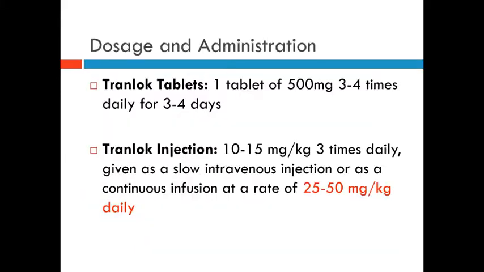Coming to dosage and administration, Tranlock tablet is prescribed as one tablet of 500 mg 3 to 4 times a day for 3 to 4 days during the menstrual period. Tranlock injection is given as 10 to 15 mg per kg 3 times daily as an intravenous injection or as a continuous infusion at the rate of 25 to 50 mg per kg daily.